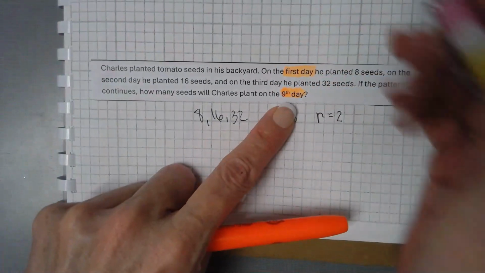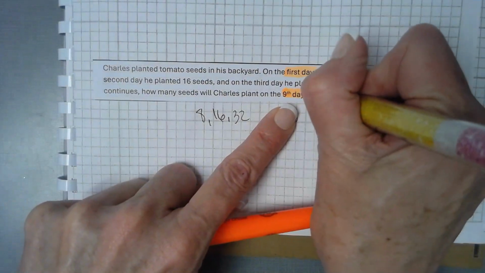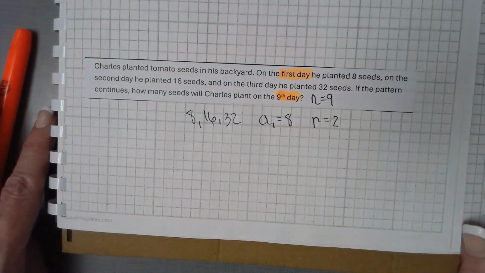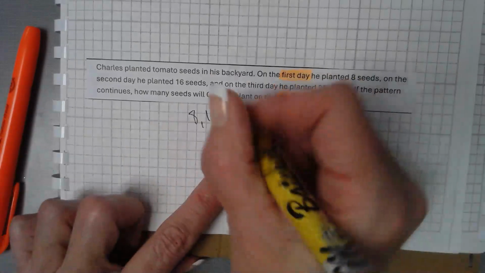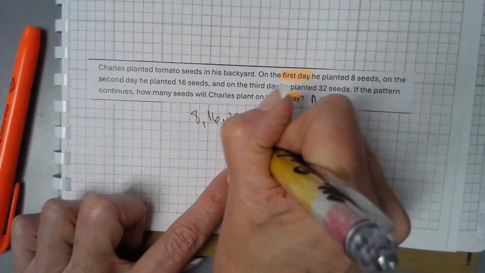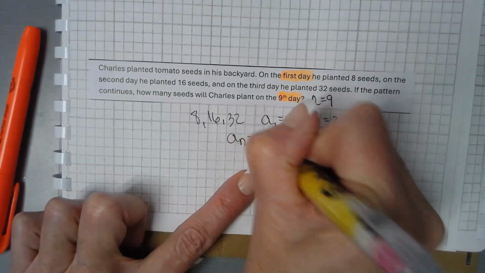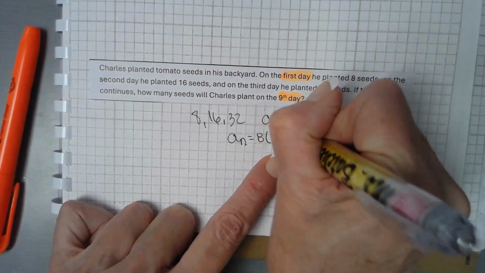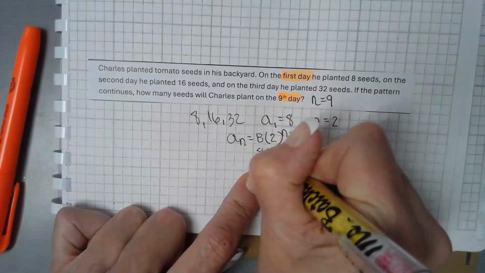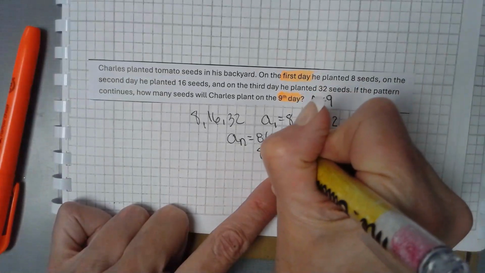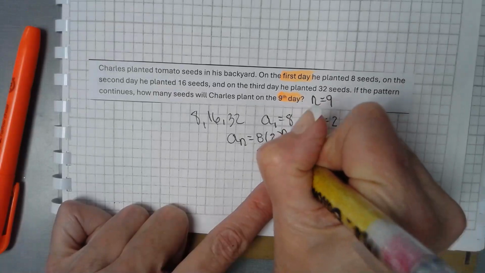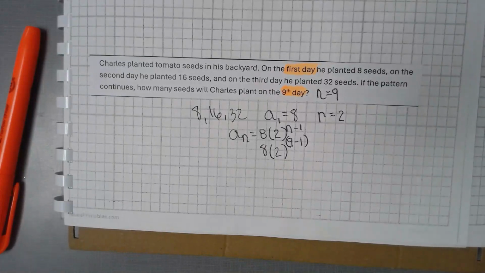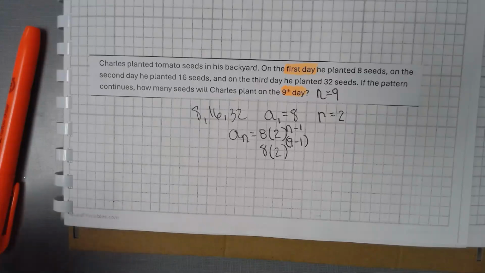Y'all, they are giving me the N this time. All I'm doing is plugging into the formula. That's it. So A sub N equals, the first term is 8, parentheses, my common ratio is 2, raised to the N minus 1, and what I'm going to do in the calculator is put a 9 in place of the N. I am either going to put it in parentheses or just know that 9 minus 1 is what? And just raise it to the 8th power.